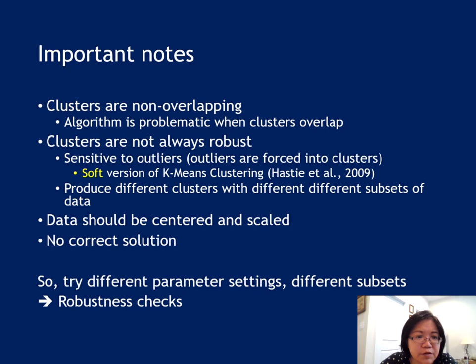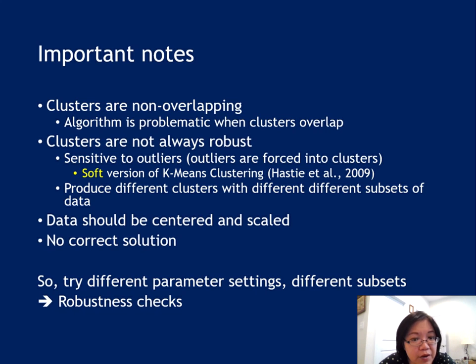Some important notes about clustering. The clusters are non-overlapping. The algorithm is problematic when clusters overlap, so you want to pay attention to that and visualize your data, take a look. And if you see a lot of overlap, you might want to rethink whether this algorithm is appropriate. The clusters are not always robust, meaning that when the data changes a little bit, the clusters completely reshuffle or the centers move a lot. So that's not very good. But that's basically the nature of the beast for this algorithm.